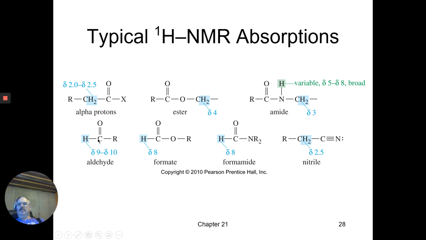Okay, and then we have some similar compounds. We have an aldehyde, a formate, a formamide. The aldehyde shows up about 9 or 10, whereas these others show up at about 8. The hydrogens alpha to the nitrile show up at about 2.5.